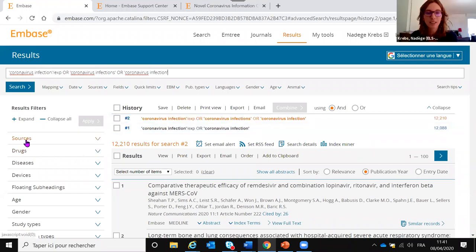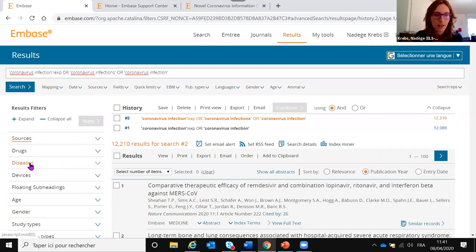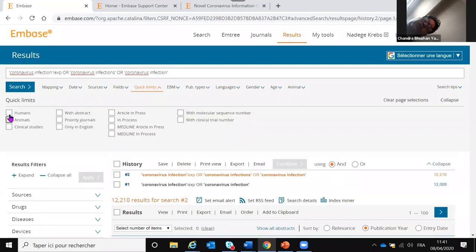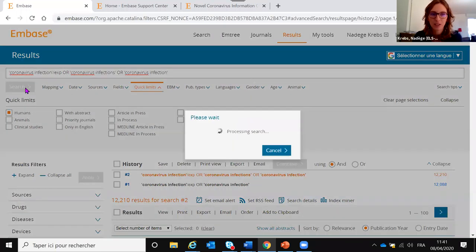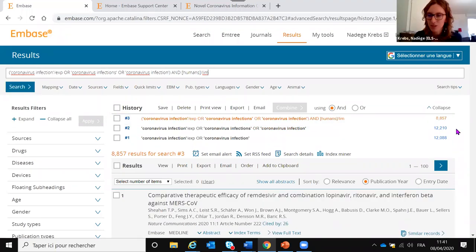Once again, on the side, we can see sources: how many do you miss if you don't search in Embase? And then you have other ones. You remember that there were some on swine and avian and turkeys and mice and so on. So first of all, using these limits, we have one that is called quick limits. If I click on it, I can say ones on humans. So I select only humans, and here I go from 12,210 results to 8,857.